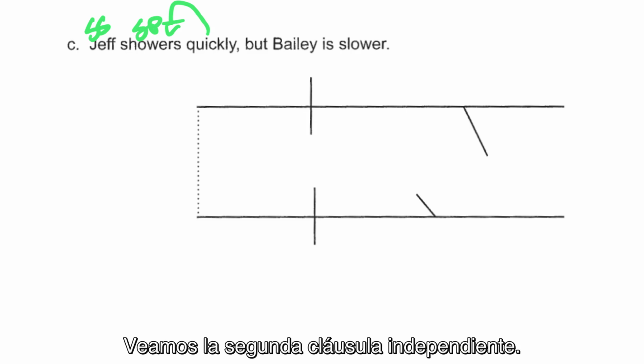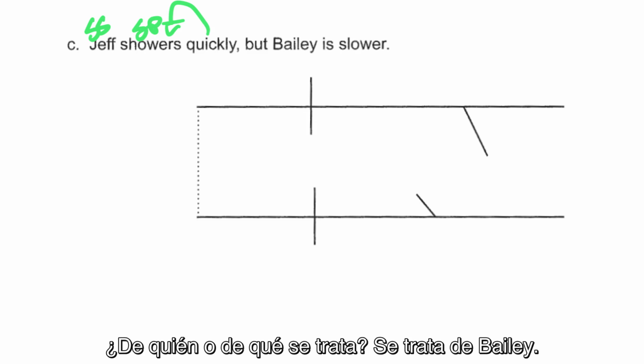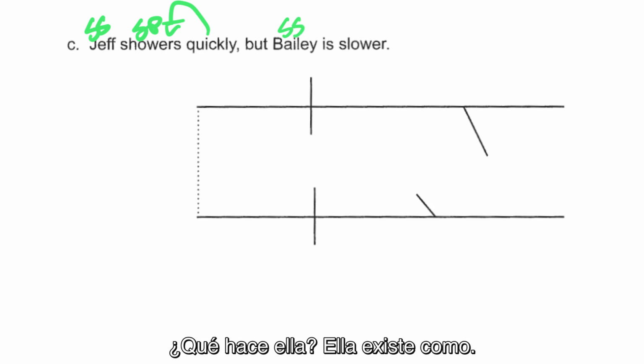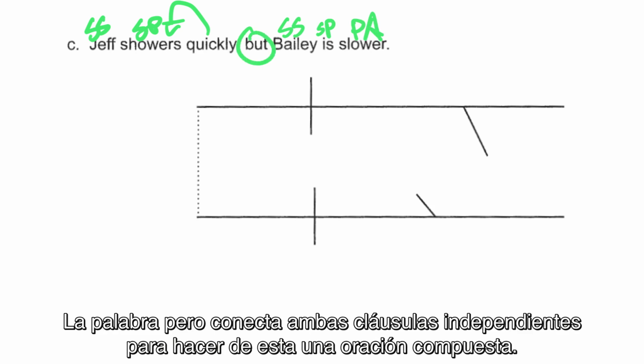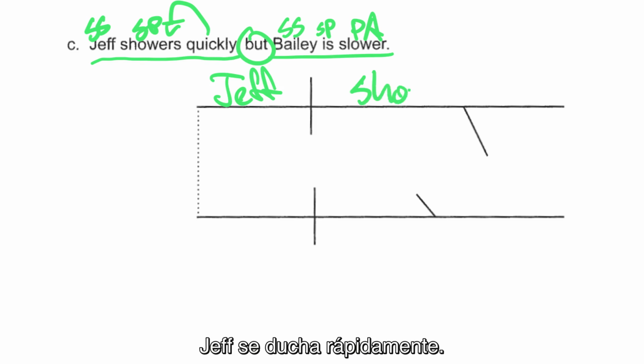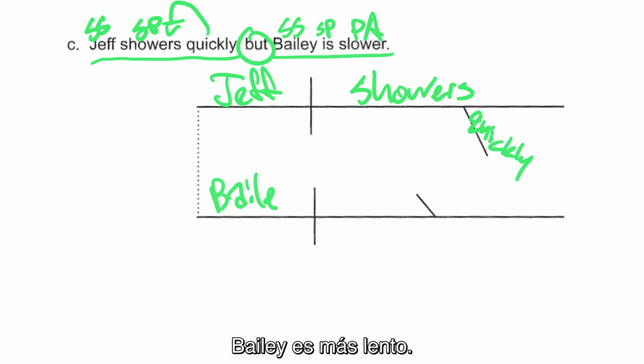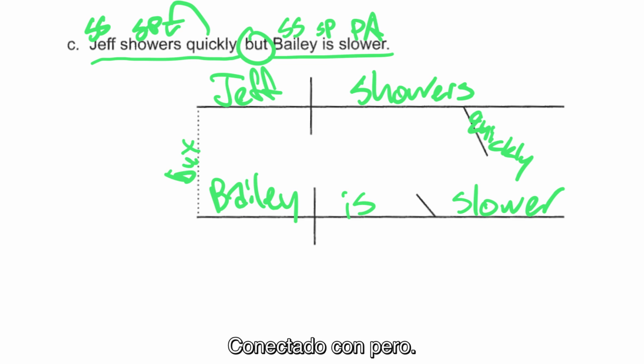Let's look at the second independent clause. Who or what is this about? It's about Bailey. What does she do? She exists as. Exists as what? Slower. The word but connects both of these independent clauses to make this a compound sentence. Jeff showers quickly. Bailey is slower. Connected with but.